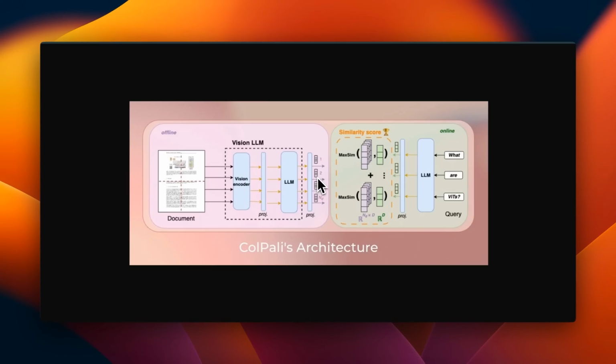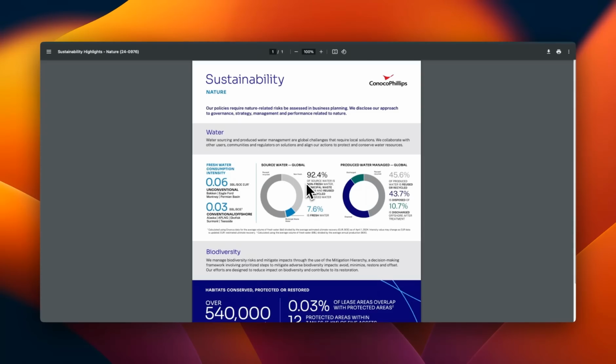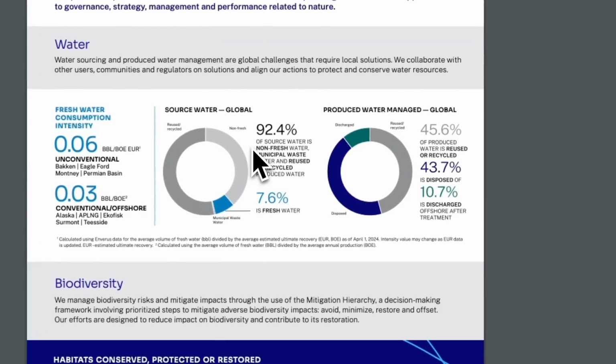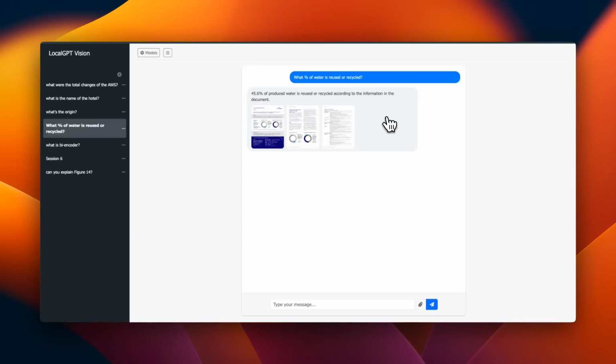So why vision-based RAG? To understand this, let's look at a quick example. Here's a page from a report on climate change. This report contains images with embedded information and tables. If you were to use a text-based RAG system, it will probably fail in extracting information from these pages. But a vision-based system is not going to have any problem with it.